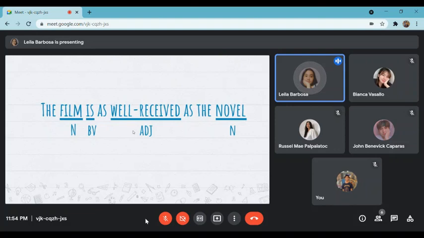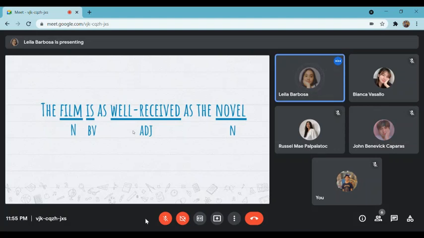What do you notice in the arrangement of words in the sentence? Ma'am, yes, Benedict. The adjective is in between two nouns. Okay, that's correct. The adjective is in between two nouns.